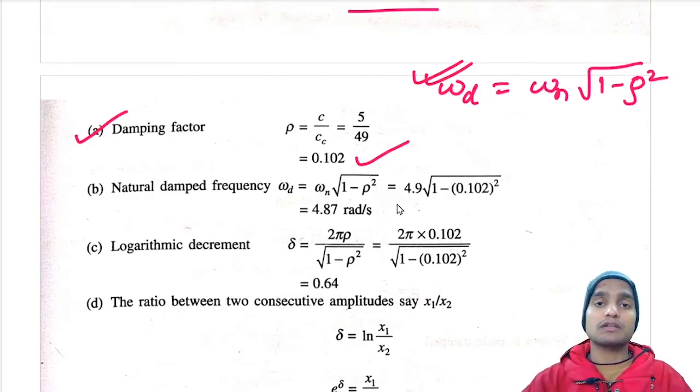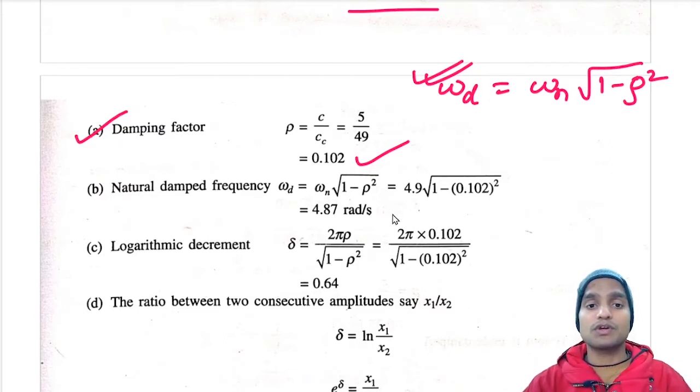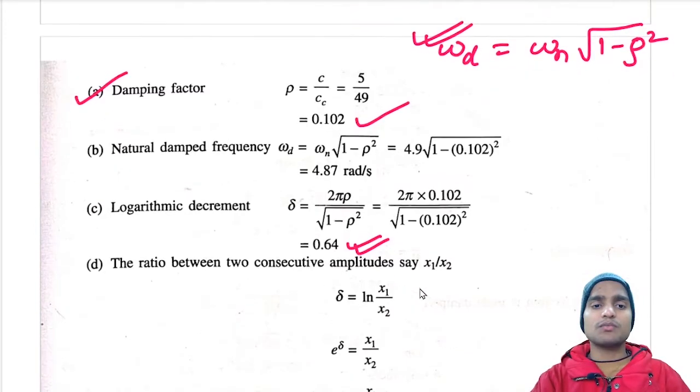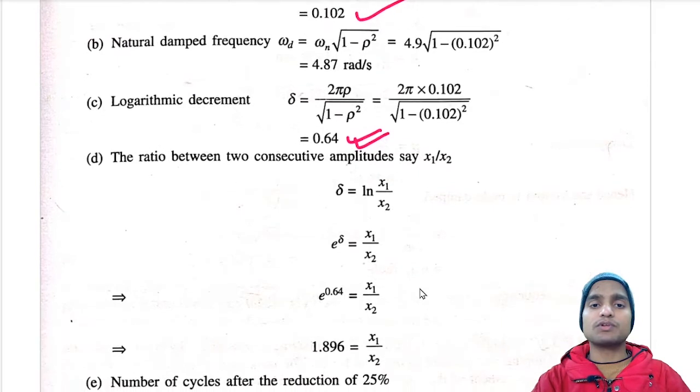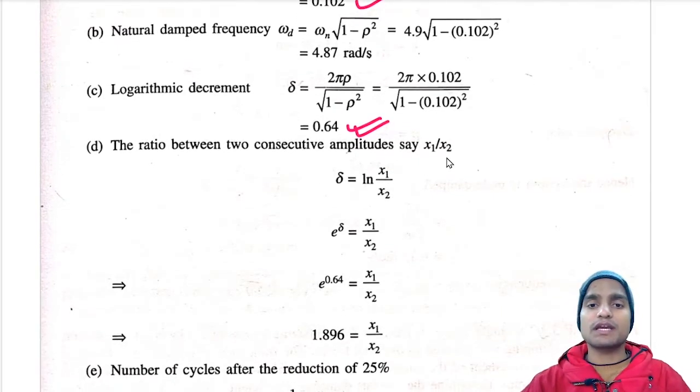Okay, logarithmic decrement. It is only dependent on the damping ratio, so we can do this logarithmic decrement calculation, which is delta, and it is equal to 2 pi rho divided by root under 1 minus rho square. Let's do it fast, and the logarithmic decrement is 0.64. Now the ratio between two successive consecutive amplitudes, say x1 by x2, and the natural logarithm of this value is equal to delta. Okay, this is clear to us.